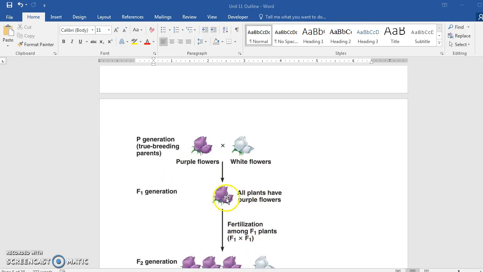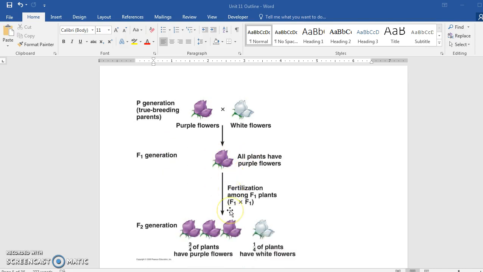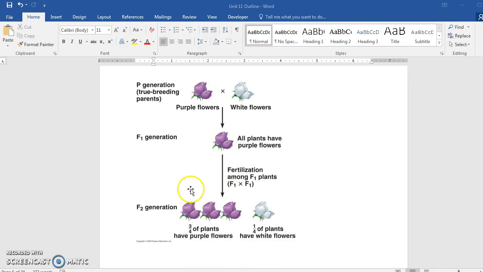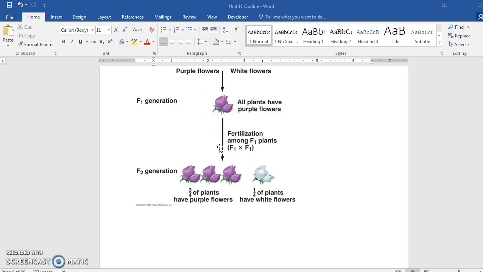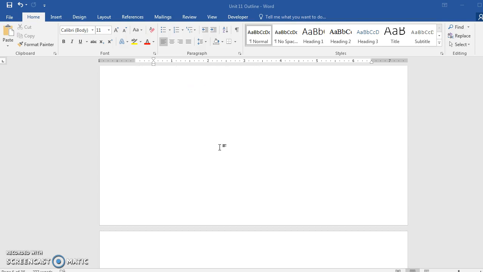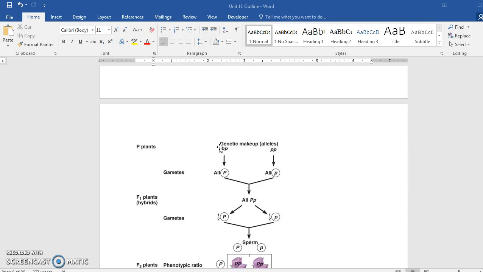Then if you cross the F1 generation with itself, the F2 generation, which is a result of crossing members of the F1 generation with each other, gives this ratio of 3 to 1. 3/4 of the plants would be purple, 1/4 would be white, and that's a 3 to 1 ratio. That 3 to 1 ratio is characteristic of crossing the F1s with themselves. And that goes along with the idea of independent assortment.